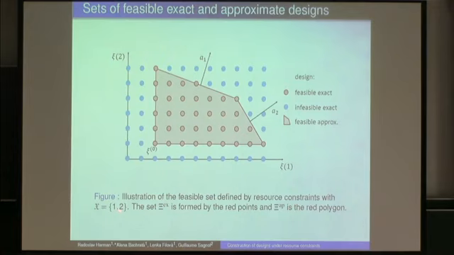Okay, so this x is just 1, 2. And these red points denote the feasible exact designs. This area is the feasible approximate designs, and these blue dots are infeasible exact designs.